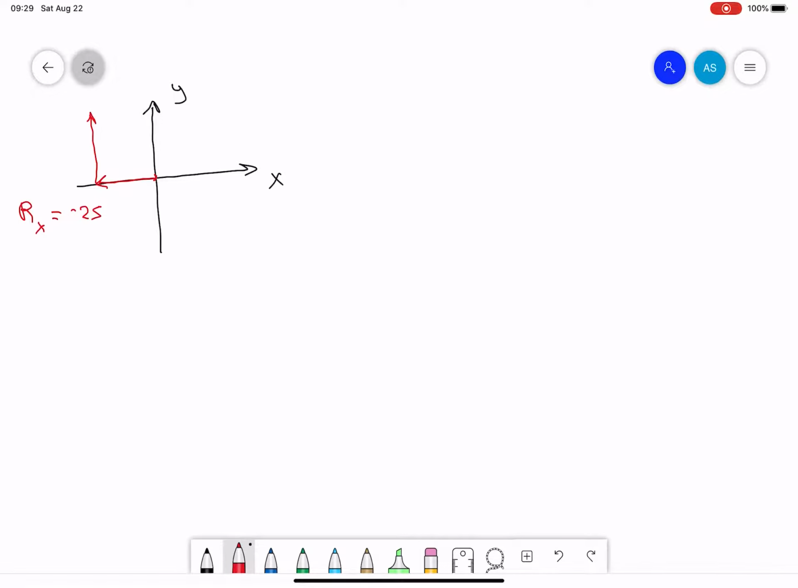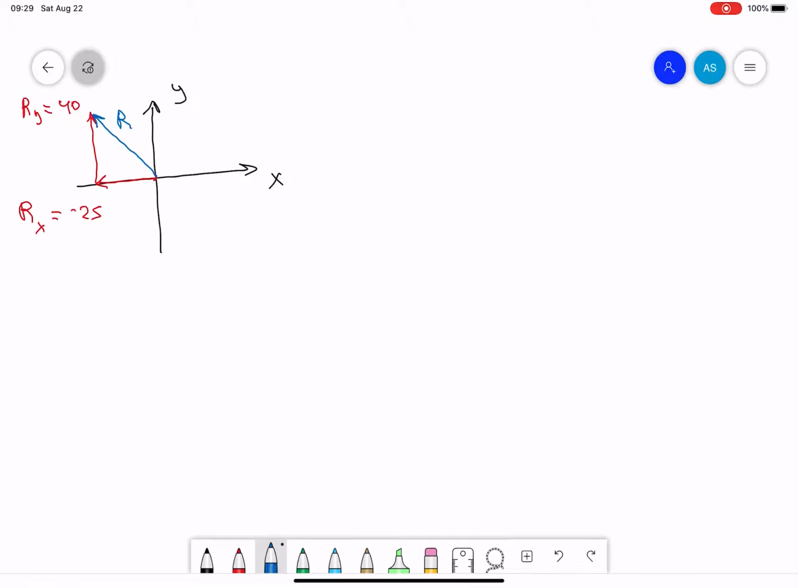Let's say this is the ry component, which is equal to plus 40 units, okay? Then we can draw our vector, which means start from 0 and go up to here. So this vector, we call it r, okay?